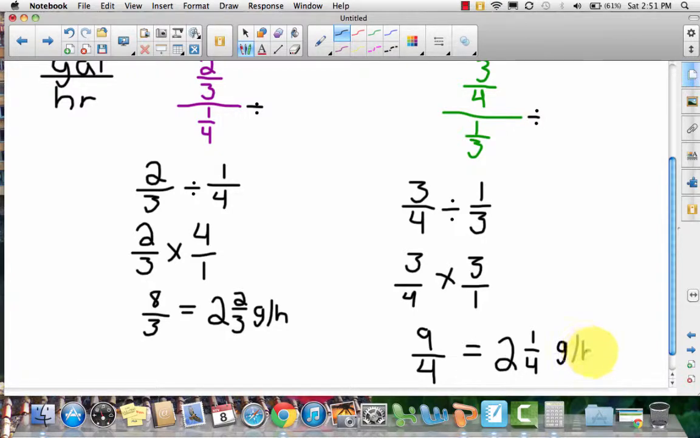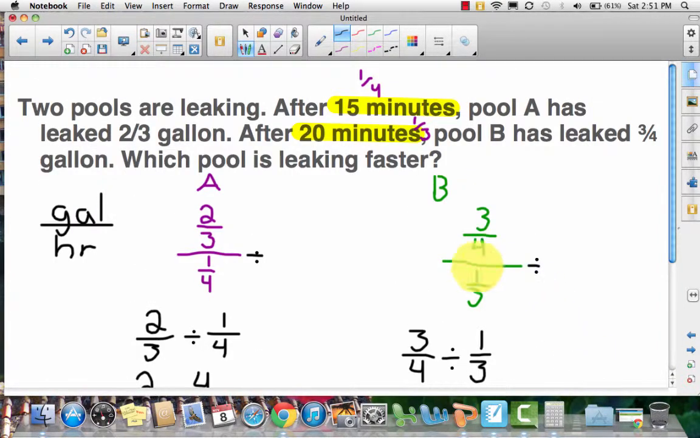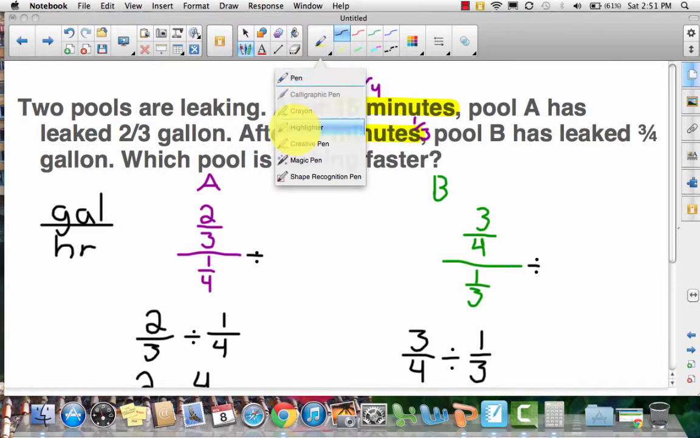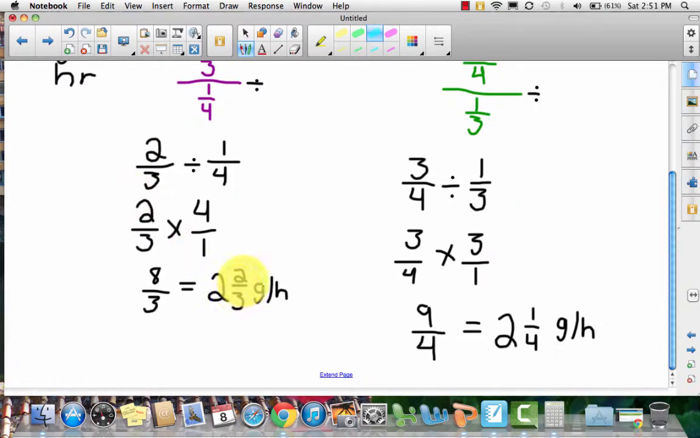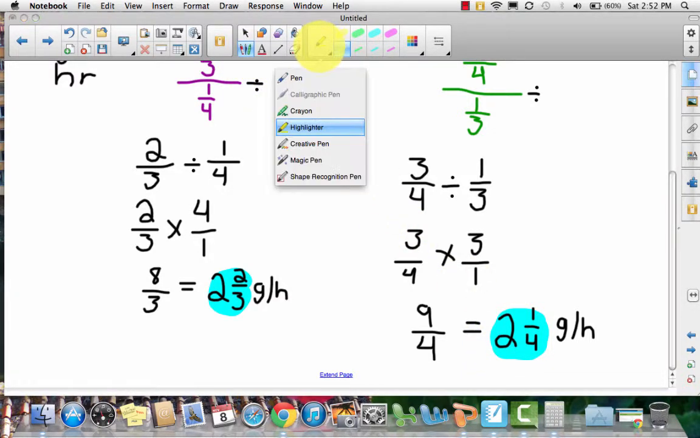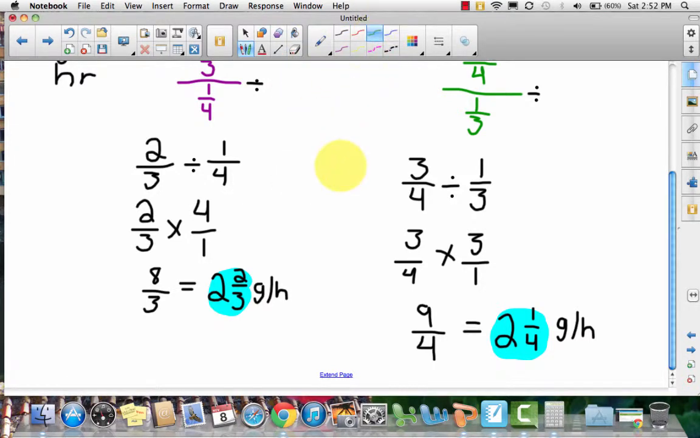So now we have to look back and say, well, what did the question actually want to know? And they asked in the question, which pool is leaking faster? So which pool is losing more water per hour? So if I look back at my answers, I need to compare the 2 2/3 and the 2 1/4. And if you're not really sure which of those is bigger, we know that to compare fractions, we should really have a common denominator. So let me get my pen back here. If I look at my denominators, I have 3 and 4. 12 would be a really nice denominator to use.